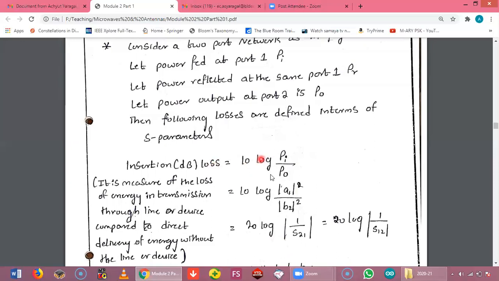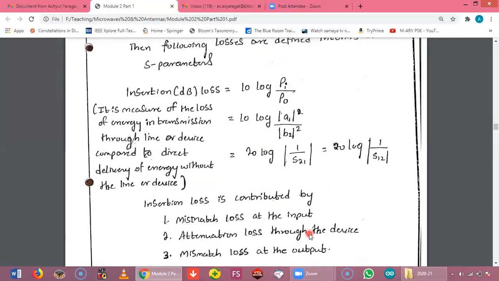This is represented by 10 log Pi by P out, that is the incident power fed at port 1 to the power taken from the output port 2. Pi is A1 magnitude squared and P out is B2 magnitude squared. So B2 by A1 is your S21 parameter. S21 can also be written as S12. This is how we represent the insertion loss.